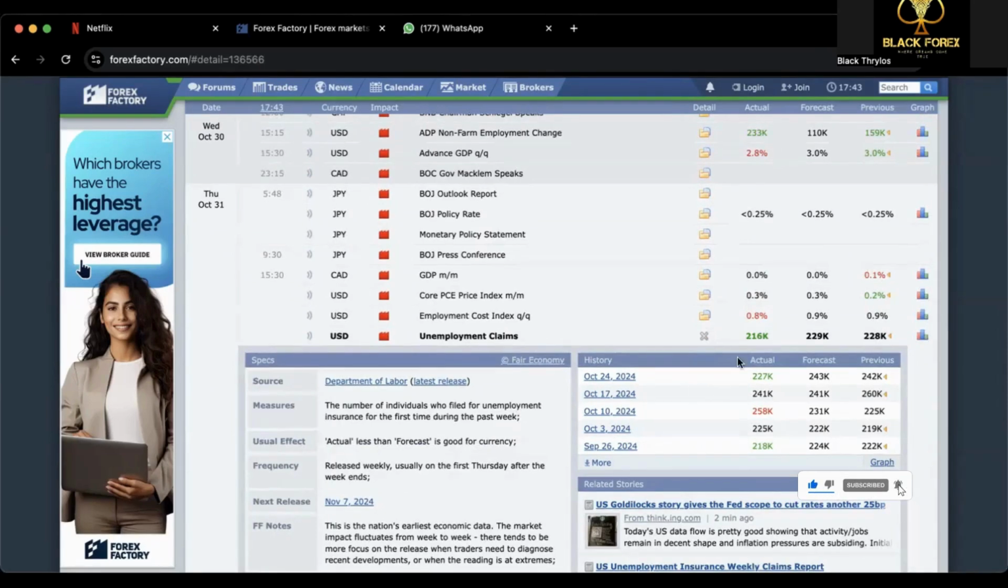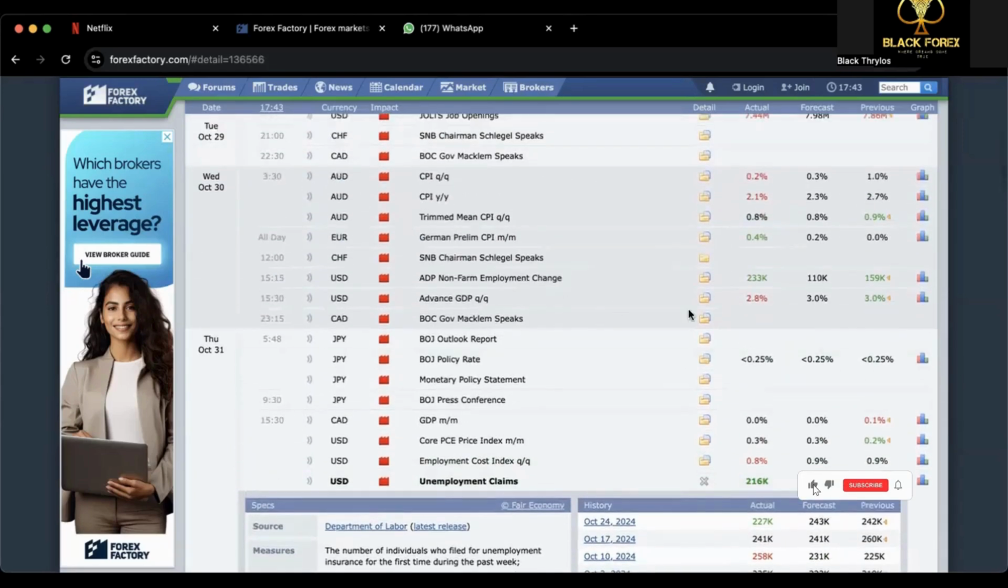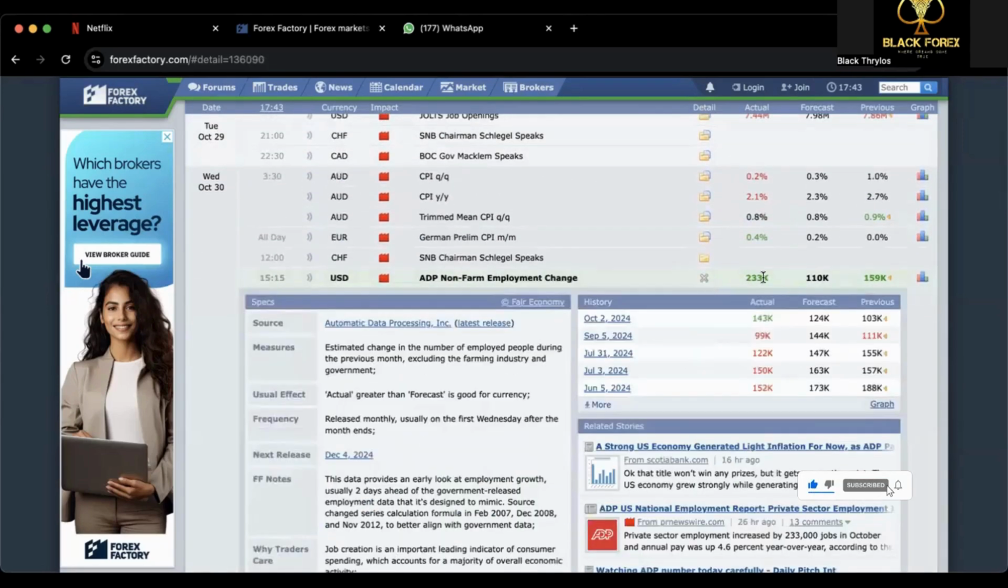So you can see here it also came at 216, while the predictions were at 229. So less people actually filed for unemployment, which is actually very good for the economy. So that means the dollar has more chances of being strong than being weak, because less people actually filed for unemployment. And then the ADP also came out positive, showing that more people are actually employed in the non-farm sector. So what do you think the payrolls are going to be?